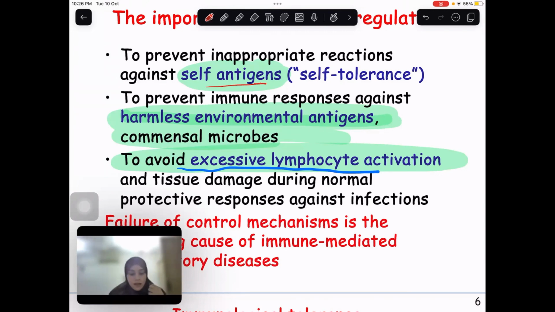A third thing is to avoid excessive lymphocyte activation. This is during normal protective responses. Let's say I am infected with a pathogen. There needs to be a limit on how much lymphocytes are being activated. Let's say it's been 2 to 3 days and I got rid of all the pathogens. There's only pathogen remains. Let's say this human is the pathogen. This is an example.